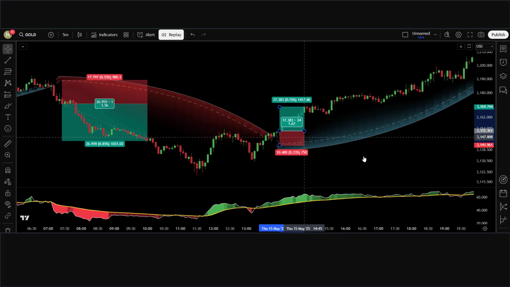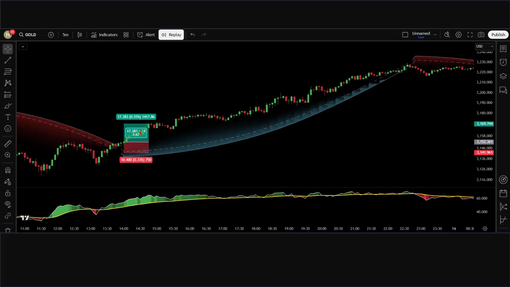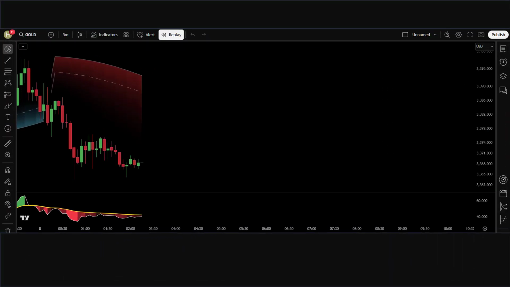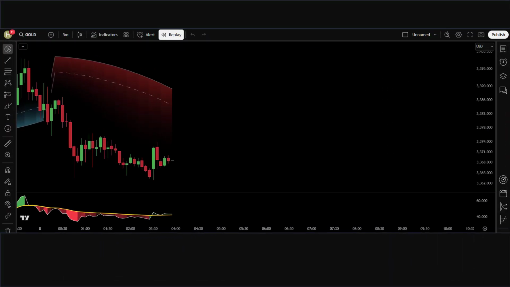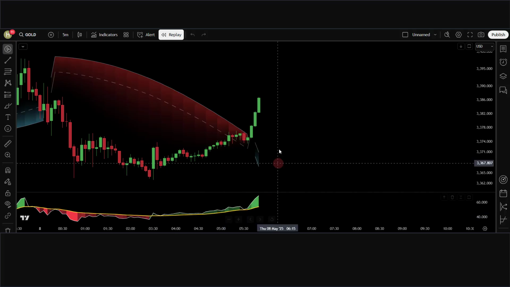I hope you have understood this trading strategy. If not, then don't worry, we will see multiple trades so that you will definitely understand. If you have any question related to this strategy, you can ask in the comment section. We will try our best to answer all your questions.